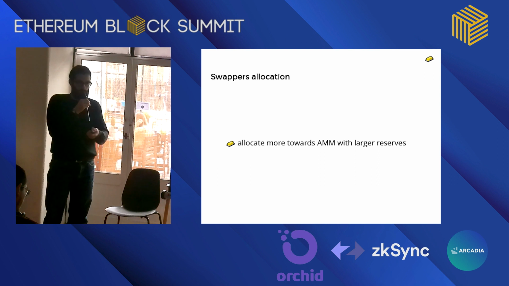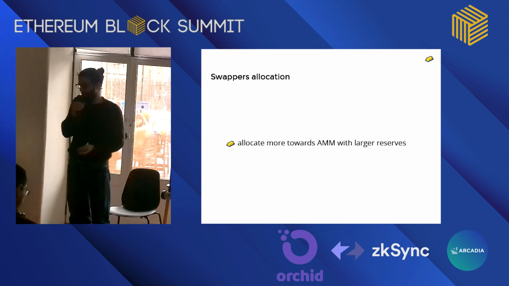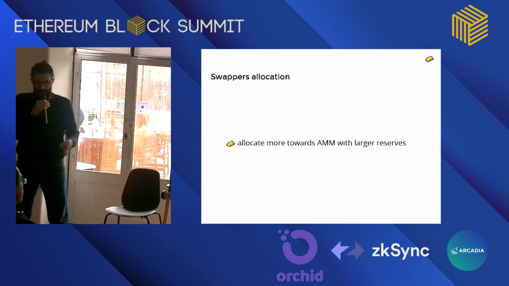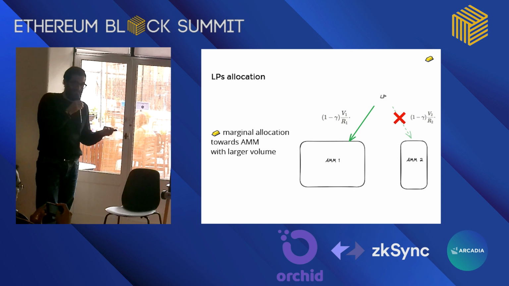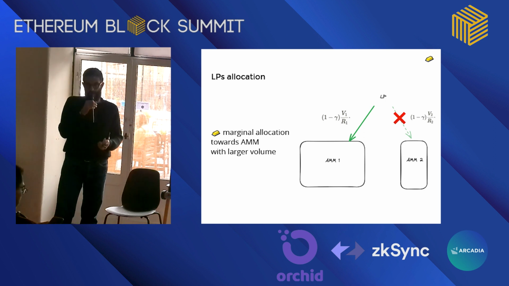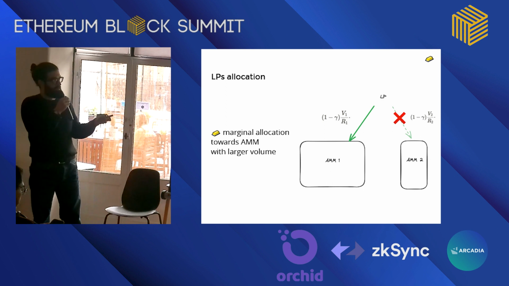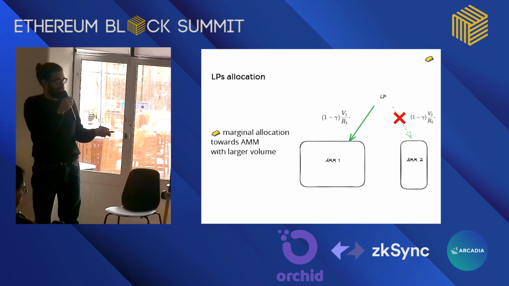So that's the conclusion. Volume moves more towards the AMM with larger reserves. Not everything, but more. On the LP side, actually it's a bit less clear because, strictly speaking, the terms are going to look like this. This is volume divided by reserve, so liquidity.